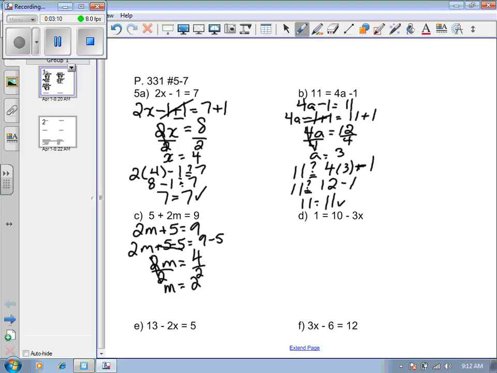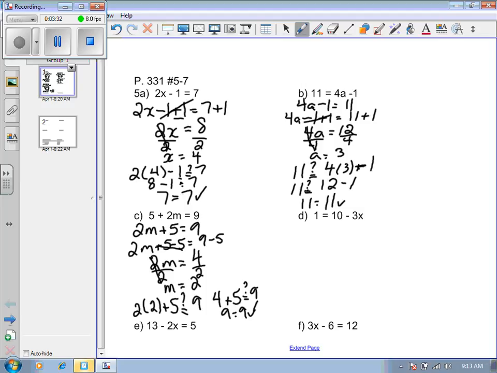Now we have to substitute back in. So 2 times 2 plus 5, is that equal to 9? What is 2 times 2? Plus 5. Is that equal to 9? 4 plus 5 is 9, equals 9. And again, give yourself a check mark for having it correct.